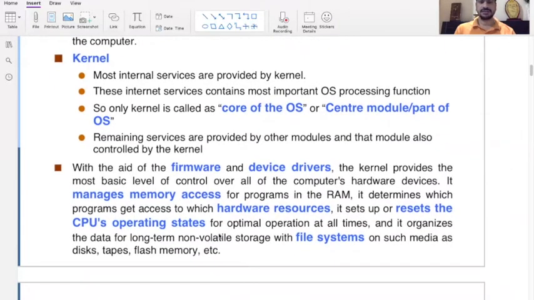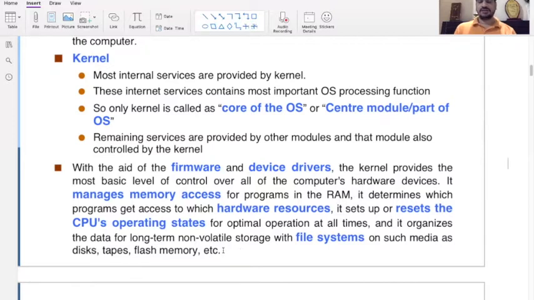So what is the definition of the kernel? With the aid of firmware and device drivers, the kernel provides the most basic level of control over all the computer hardware devices. It manages memory access for programs in the RAM. It determines which program gets access to which hardware resources. It sets up or resets the CPU operating state for optimal operation at all times, and it organizes the data for long-term non-volatile storage with file systems on such media as disk, tape, flash memory, and all.